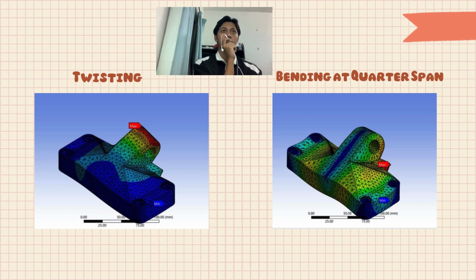And lastly is bending at quarter span. The max value of total deformation is 68.163 mm with the frequency of 12,096 Hz. This structure also was considered to be safe from the resonance.